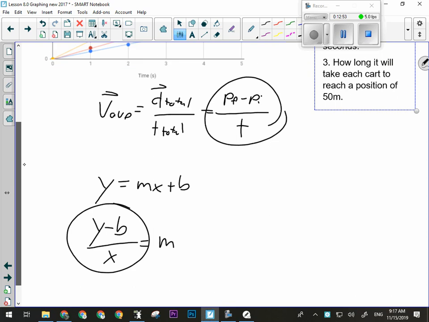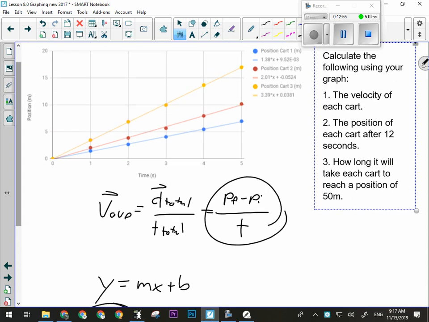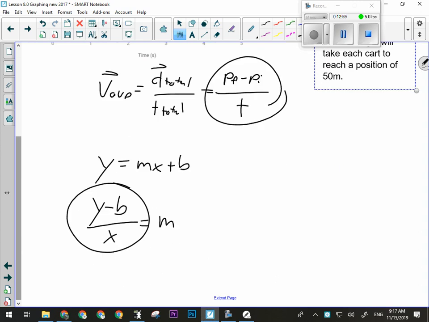Look what's on my graph. What's on the y-axis? Position. Final position minus initial position over, what's on the x-axis? Time. That's where that formula comes from. It calculates the slope of the line on a position time graph. See how physics is cool because it always works?